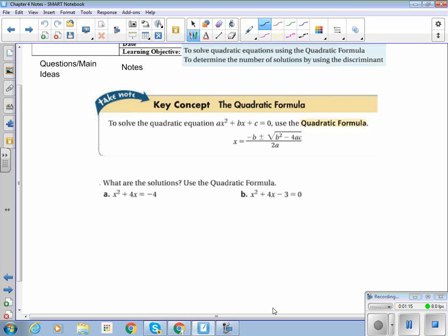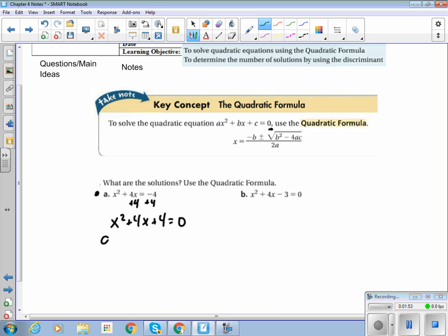Okay, so when you have a quadratic, like in A, x squared plus 4x equals negative 4, I want to move everything over to the left-hand side, so I have 0 on the right-hand side. So we have x squared plus 4x plus 4 equals 0. Even if it tells me to use the quadratic formula, we're obligated to use it. So even though I know the solutions to this, we're going to see the quadratic formula in action.